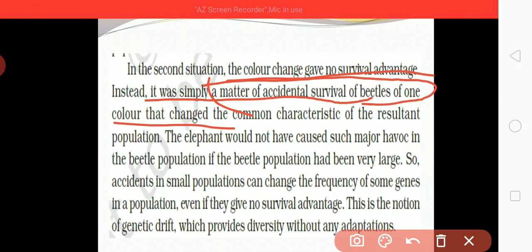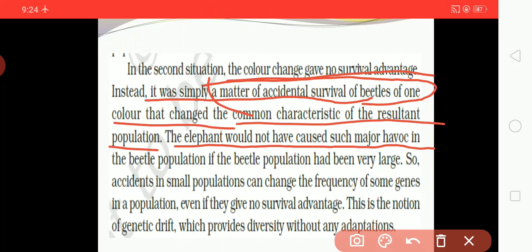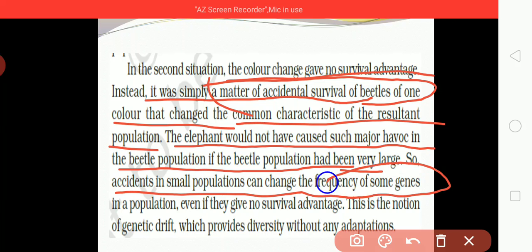has increased. And the common character of the resulting population: the elephant would not have caused such a major role in the beetle population if the beetle population had been very large. So, accident in a small population can change the frequency of some genes. So accidentally, a change has been seen in the population, even if they give no survival advantage. This is the notion of genetic drift, which provides a diversity without any adaptation.